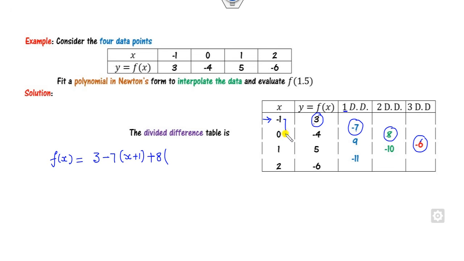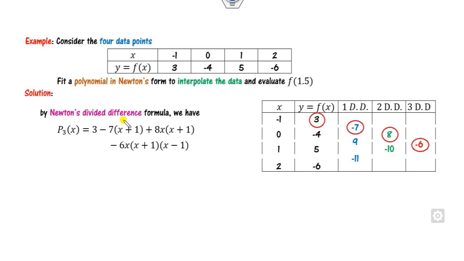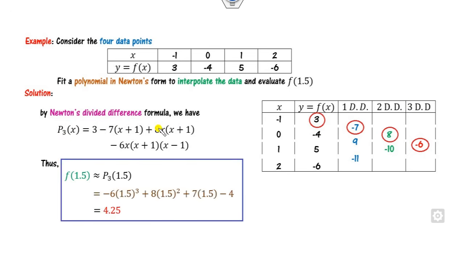So I can take the two numbers, x plus 1 and x minus 0. Minus 6 is the third number: x plus 1, x minus 0, x minus 2. This is the required polynomial, P3, because we use the third divided difference. If you open this bracket, you will get the required polynomial.